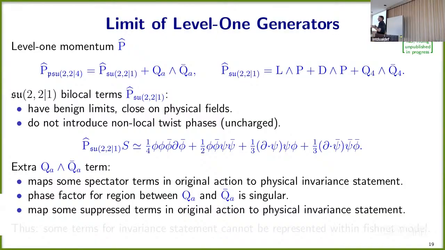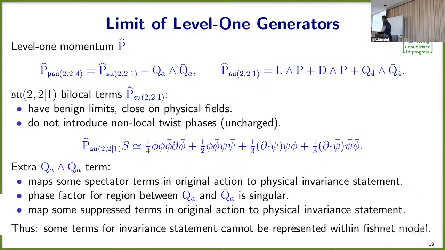reinforce terms which are suppressed, right? So it's a balance of powers, and some terms may survive this limiting process. Some suppressed terms in the original action can contribute to the physical invariant statement, which is bad because you want your symmetry statement to just be derived from the limiting model, not from where this may come from. You want to make a proper symmetry statement in the fishnet model and only that. So this procedure has some limitations, and some terms really cannot be expressed within the fishnet model.